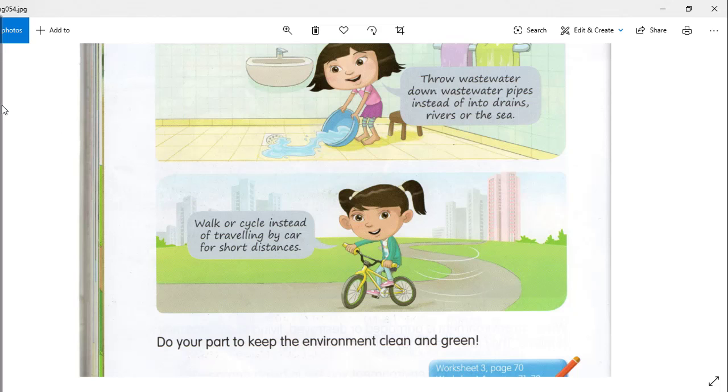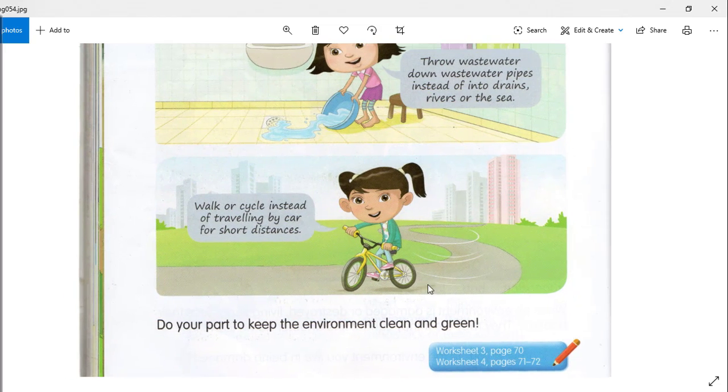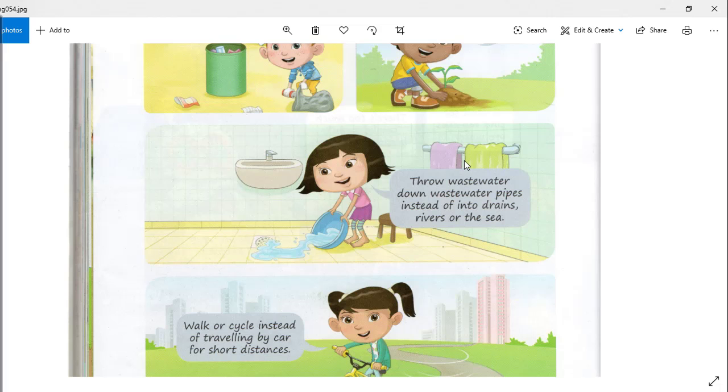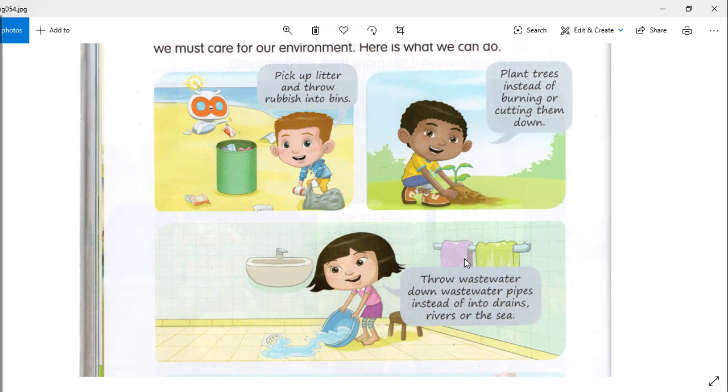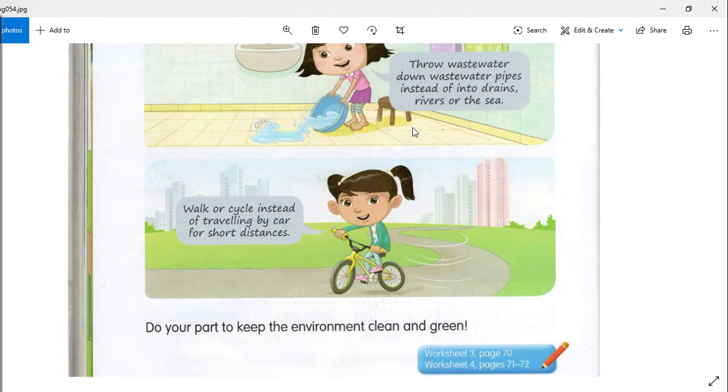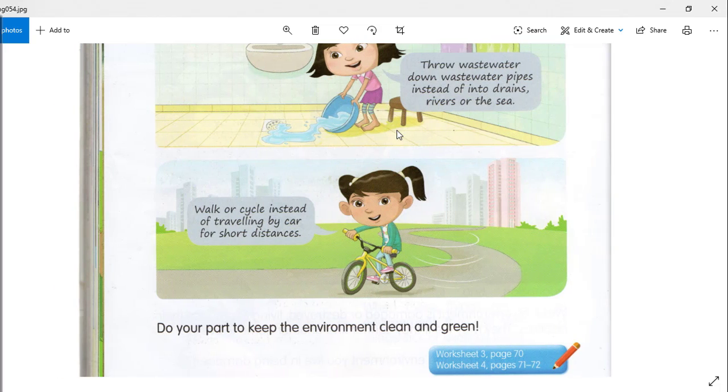But for short distance we have to walk. It's better we walk or even cycle, because cycle or walk we don't give any air pollution, and it's good for our health, right? Because walk and cycle is just the same as exercise. So of course you have to keep in our mind of these things. So here is the things that we have to do, okay, to stop this kind of pollution.